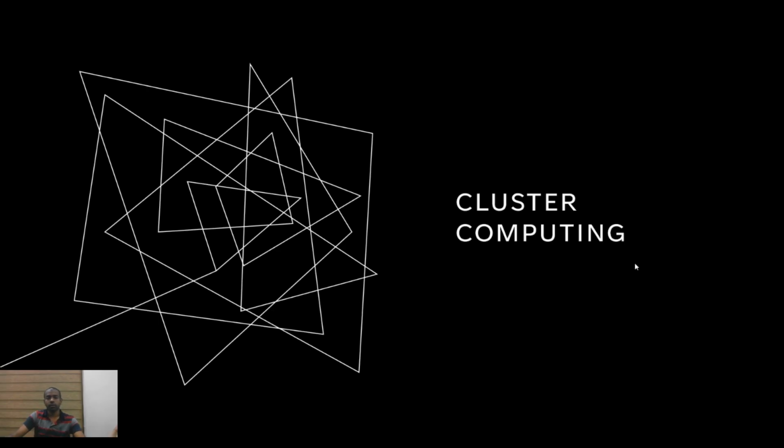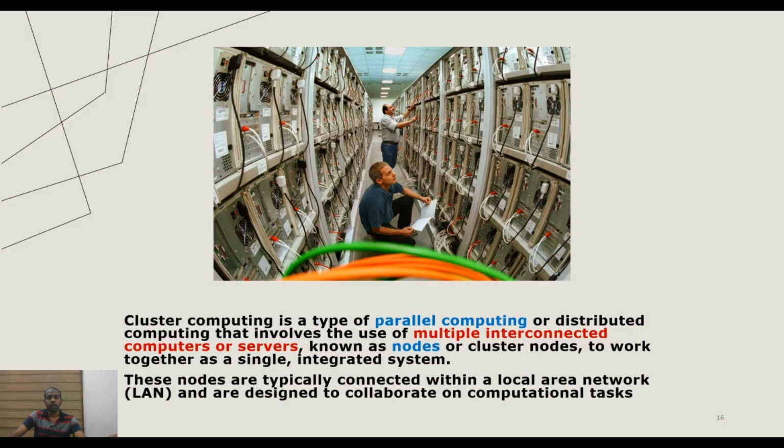Let's now quickly go over the remaining computing paradigms. So, up next, we have cluster computing. Cluster computing is a type of parallel computing or distributed computing that involves the use of multiple interconnected computers or servers, known as nodes or cluster nodes, to work together as a single integrated system. These nodes are typically connected with a local area network and are designed to collaborate on computational tasks. They are in close proximity, very close and integrated. That is the difference between grid and cluster.